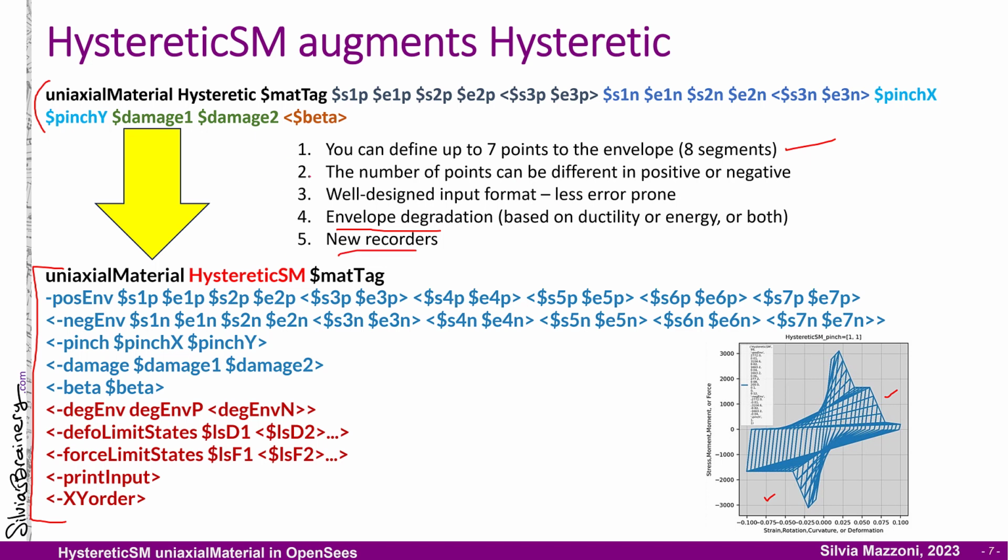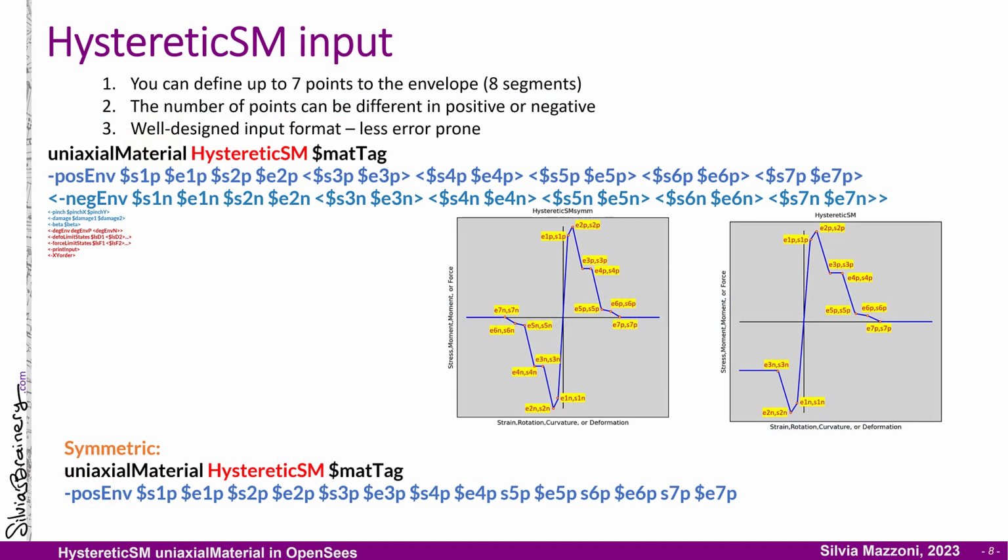So I'm going to go through each one of these input parameters for this material one by one. First of all, the input. I've added this flag at the very top beginning called positive envelope, and then the optional negative envelope. Why is this optional? It's optional because if you leave out the negative envelope, I'm going to give you a symmetric curve in the other side. So here's an example here for a symmetric curve. Now this is all you have to input for HystereticSM. And heck, if you have less points, it's even that much faster of an input.